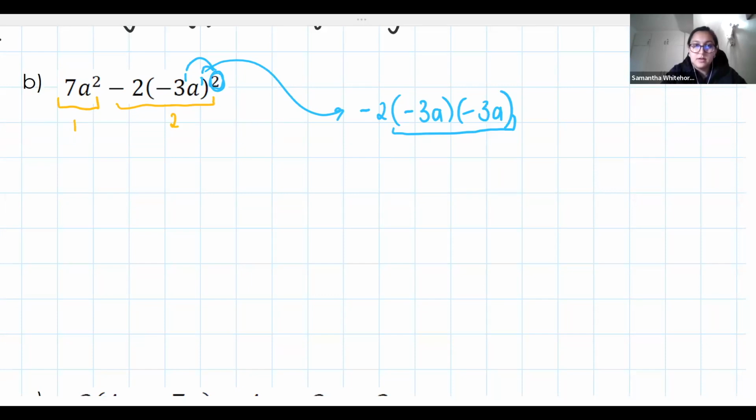Okay, I see 3 answers so far. Keep them coming. Remember, guys, in your second term, you need to simplify it first, and then you can add and subtract your like terms.